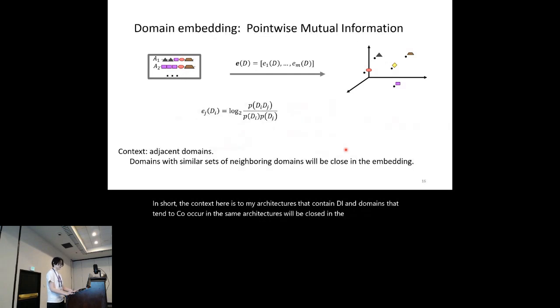The second embedding is point-wise mutual information, or PMI, and here each dimension corresponds to another domain family in the vocabulary. It captures how much more often domain DI co-occurs with every other domain than expected by chance. And context is therefore adjacent domains, and domains with similar sets of neighboring domains will be close in the embedding.